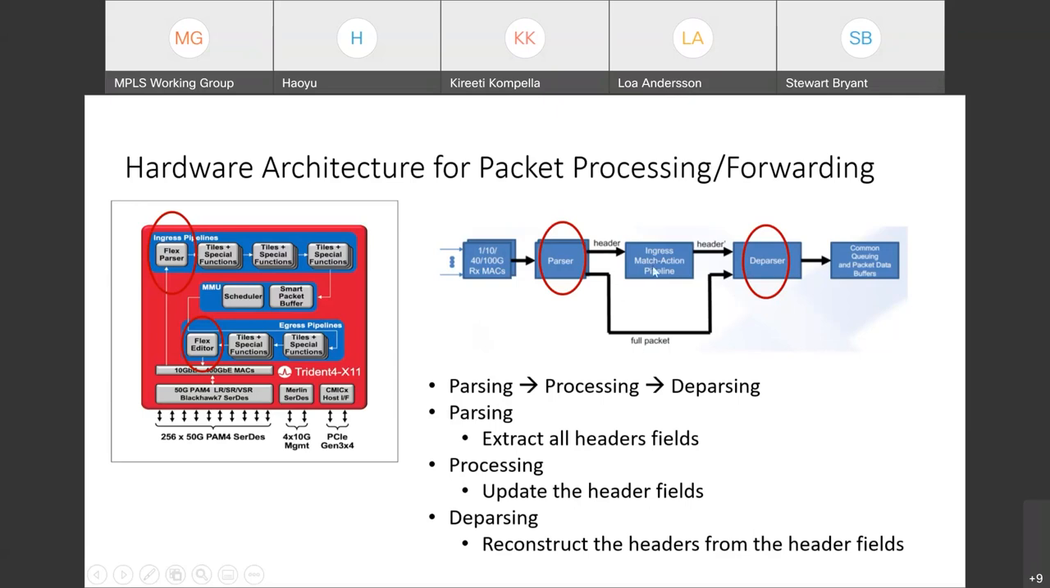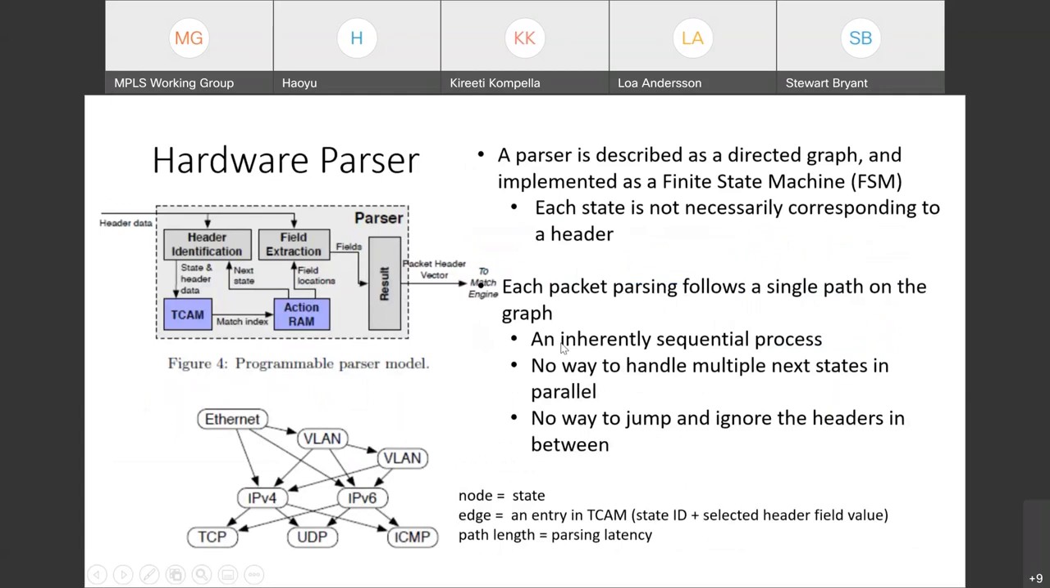Actually, the packet parser is only a small component in the system, and it is very high performance, so it can provide line speed processing. The major heavy-lifting work is actually done in the ingress match action pipeline. So let's take a closer look at the parser in hardware.